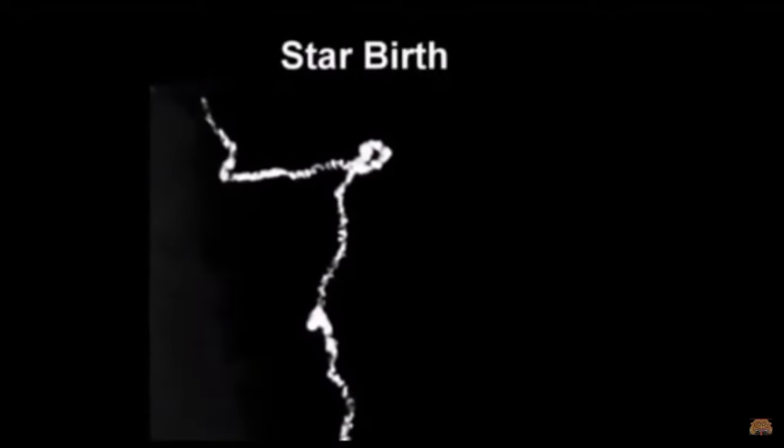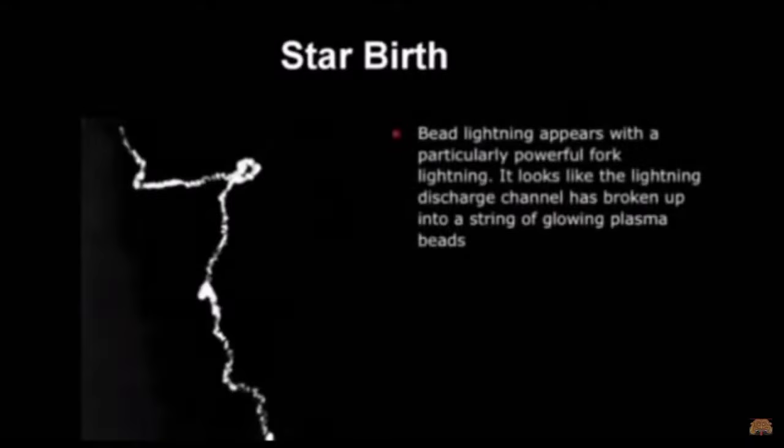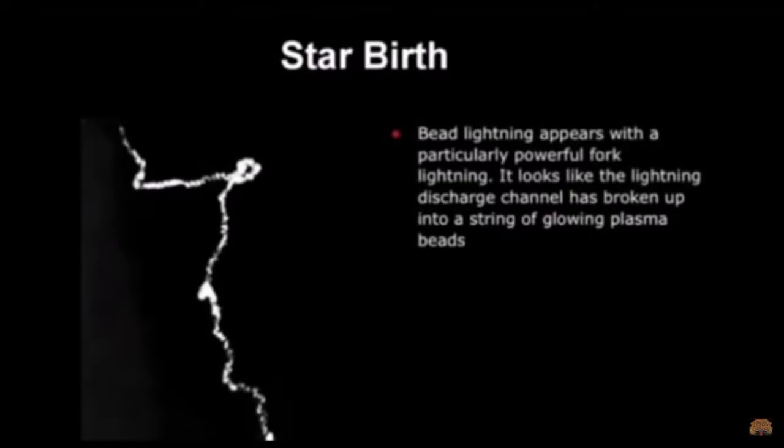Star birth. One of the features of an intense lightning bolt is that the current can actually pinch off totally so that it forms bright beads or plasmoids. So bead lightning appears with a particularly powerful forked lightning. It looks like the lightning discharge channel has broken up into a string of glowing plasma beads.